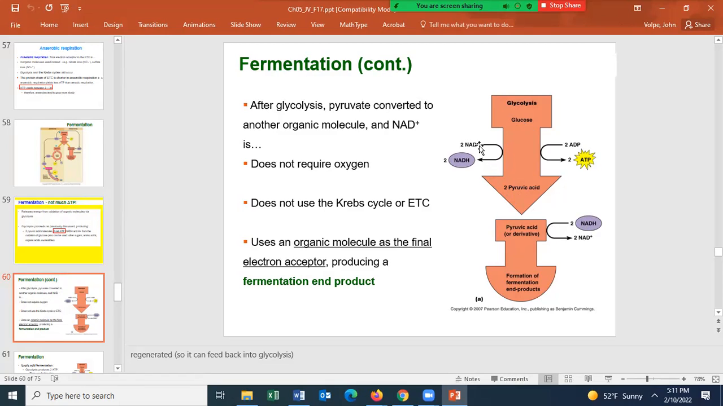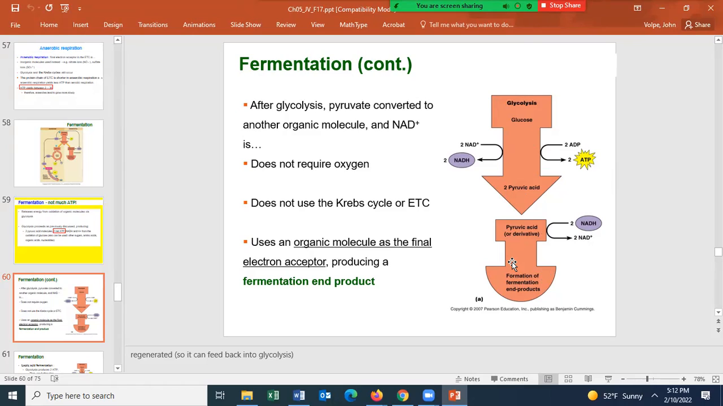Without NAD plus, the cell cannot generate any ATP in glycolysis. So the cell has to recycle the NADH in order for glycolysis to occur. And yes, fermentation does not generate much ATP, only 2 ATP from glycolysis.